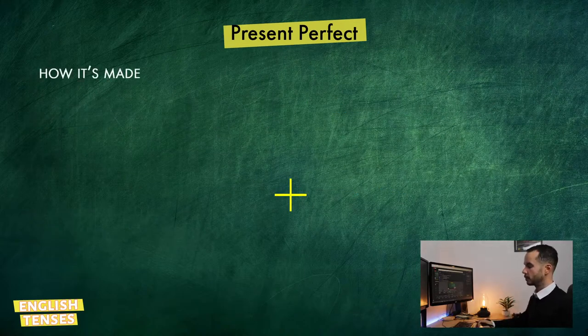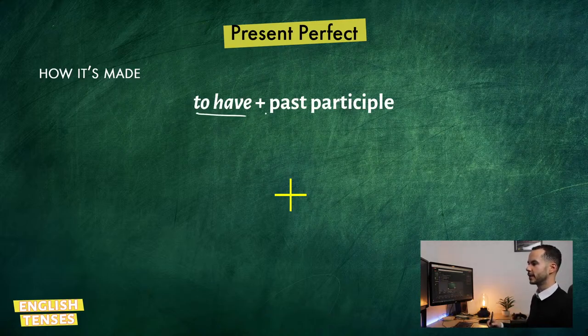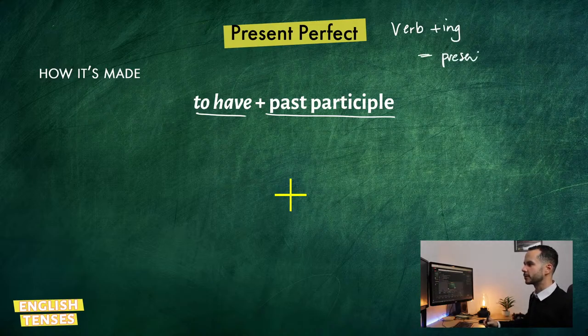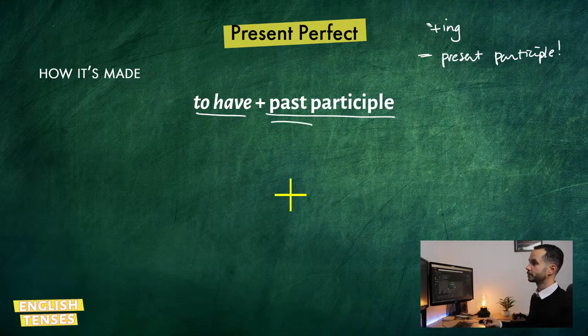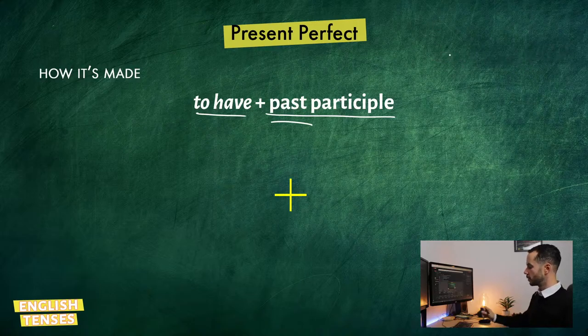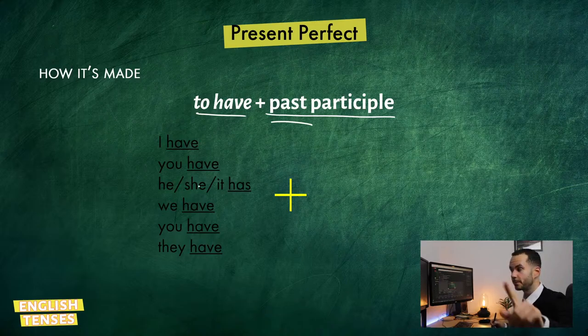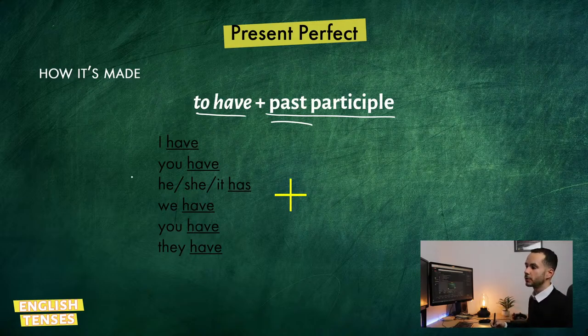So how is present perfect made? Well, we make present perfect with to have plus a past participle. Remember, we talked about present participle just now, right? I'm just going to write it down here that verb plus ing is present participle. We're looking at past participle, right? So it consists of to have plus a past participle. And to have is basically I have, you have, he, she, it has, we have, you have, and they have. Right, so again, we get a different form for he, she, it. Not he, she, it have, but he, she, it has.